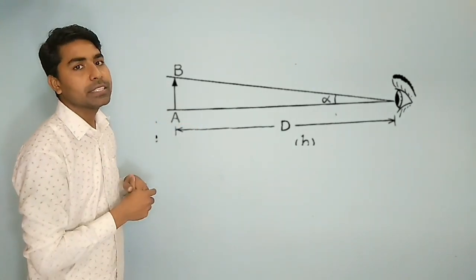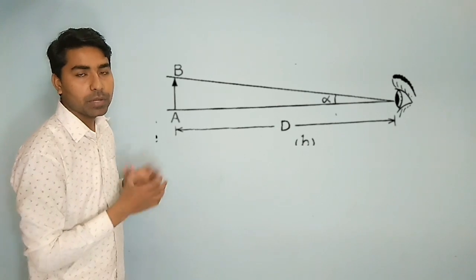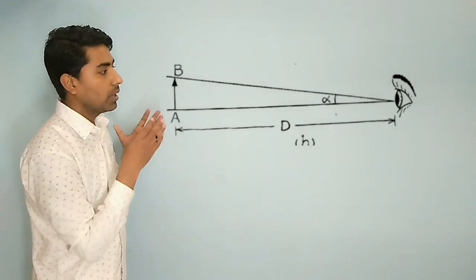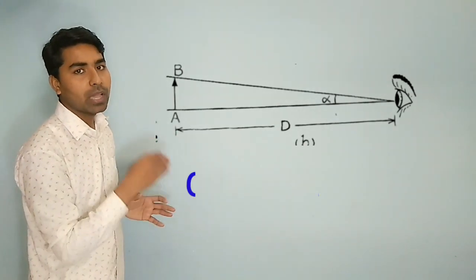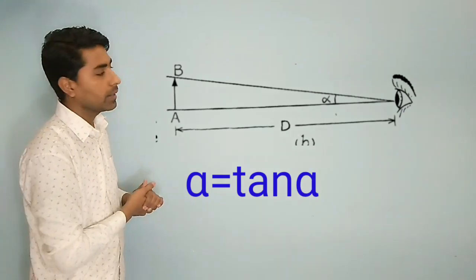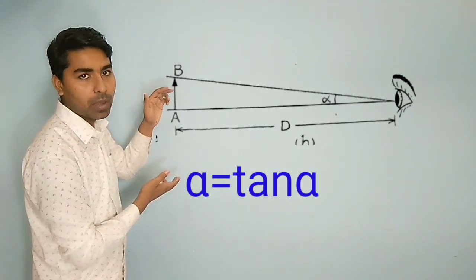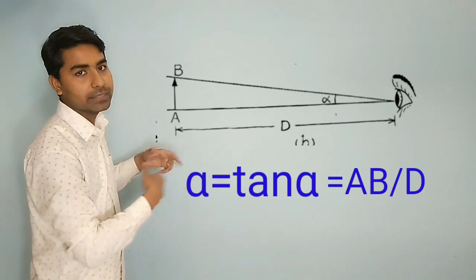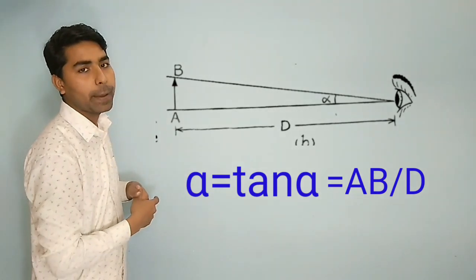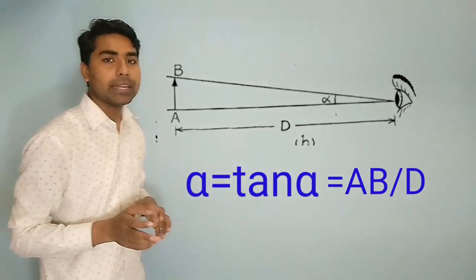So now this angle will be alpha because it is the unaided eye. Alpha again is very small, so alpha is equal to tan alpha. Tan alpha will be AB, the same, upon D, the object distance, or you can say again OA. So let's calculate the magnifying power of this lens in the sheets.